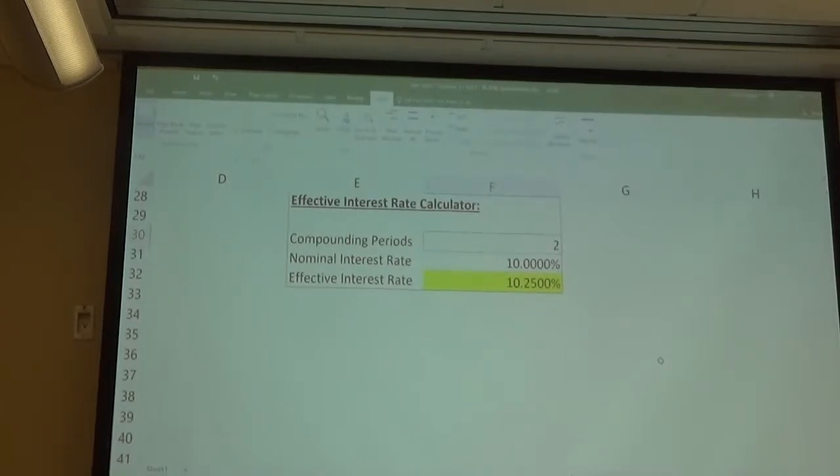Okay, 3, 4, 6. What about daily compounding, 365? Or put a really large number there, almost continuous compounding. Okay, 512. All right. We good?